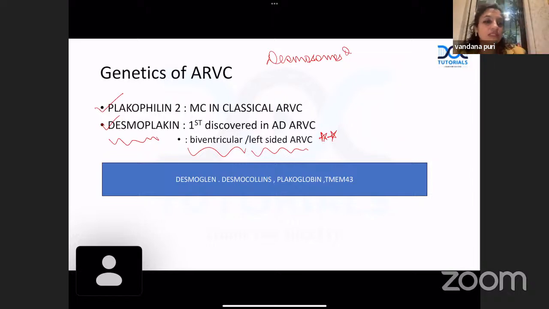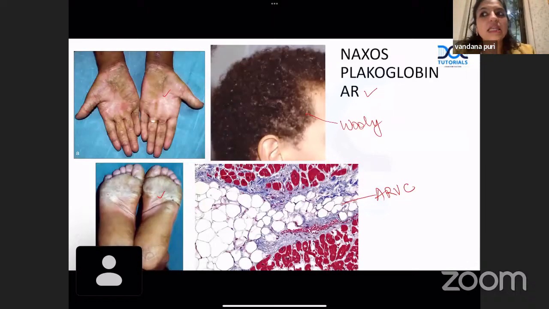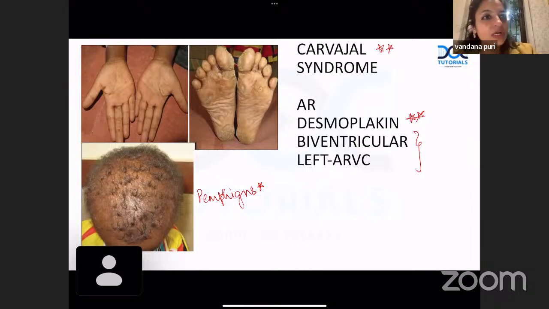Is everybody clear with this? Okay, so that is what you have to remember. Plakoglobin defect is seen in Naxos syndrome. It is also a desmosomal protein, and when it is defective, it leads to ARVC. Similarly, desmoplakin is also a desmosomal protein, so it also leads to cardiocutaneous syndromes.